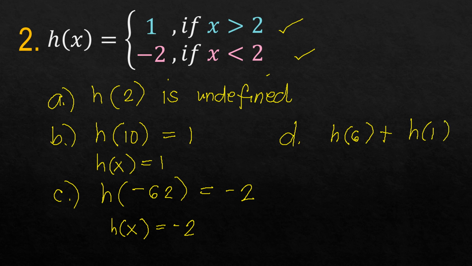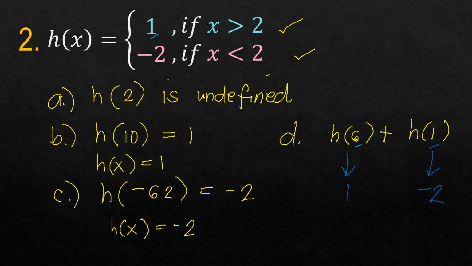Okay, so in this case, we need to be specific on the value of x. X here is 6. Then we try to know where we can find 6 on the given interval. So it is found on the first subfunction, h of x is equal to 1. So meaning to say, h of 6 is 1. What about h of 1? And 1 is obviously less than 2.